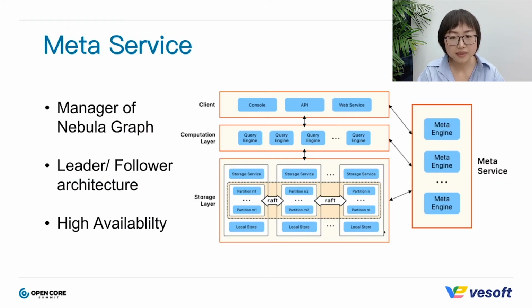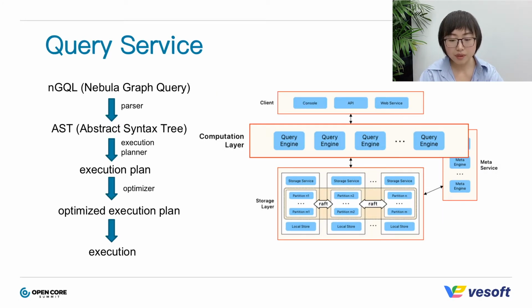The meta service works as the cluster manager of NebulaGraph. It not only manages the metadata, such as schema and graph partition information, but also controls the whole data movement and load balancing. The meta service is of a leader-follower architecture, which guarantees high availability. The query service is mainly responsible for parsing nGQL, specifying and optimizing the query plan, and generating executors.